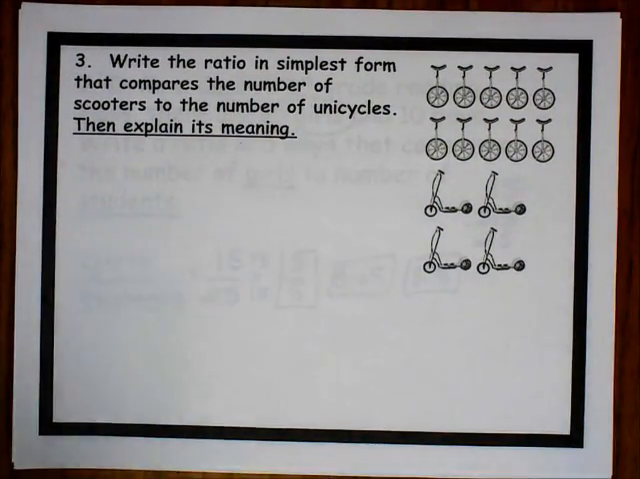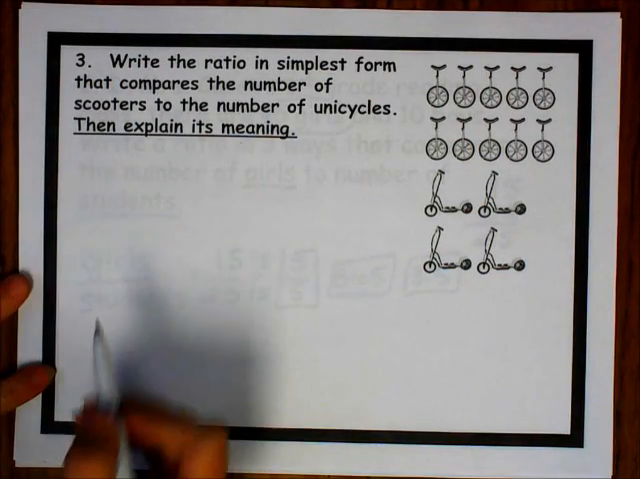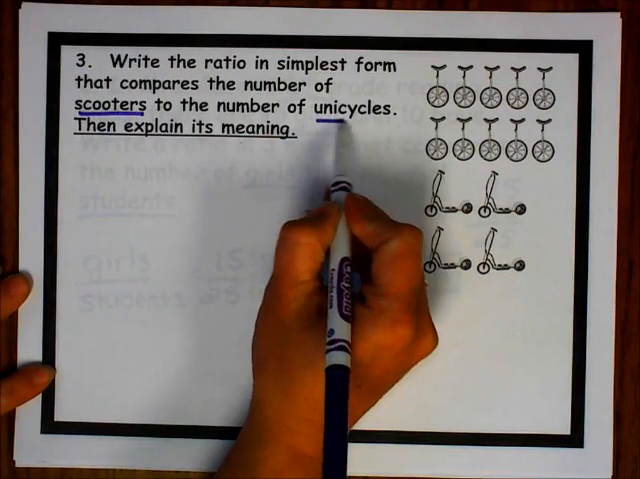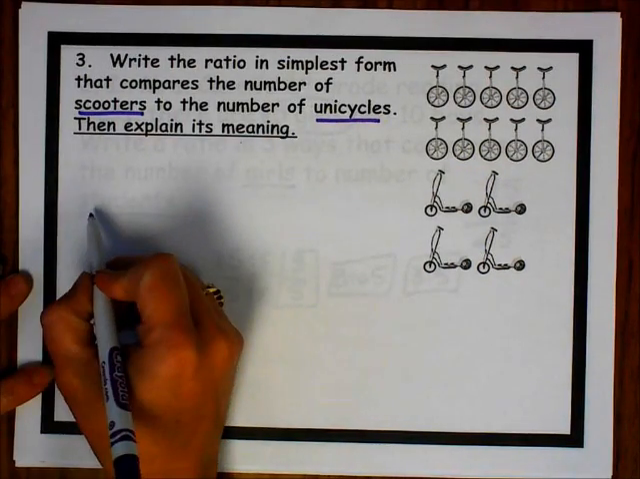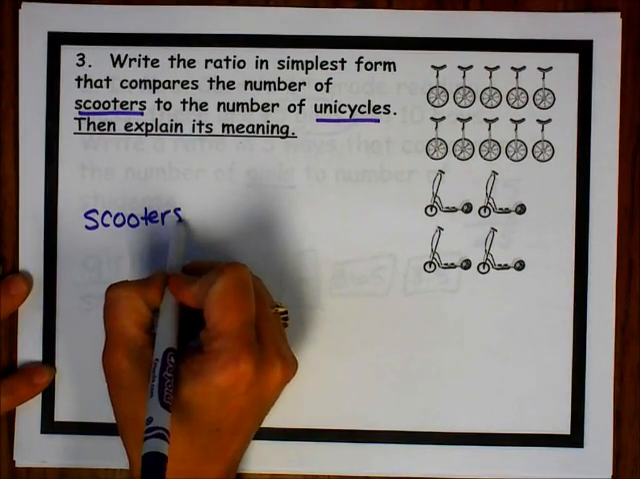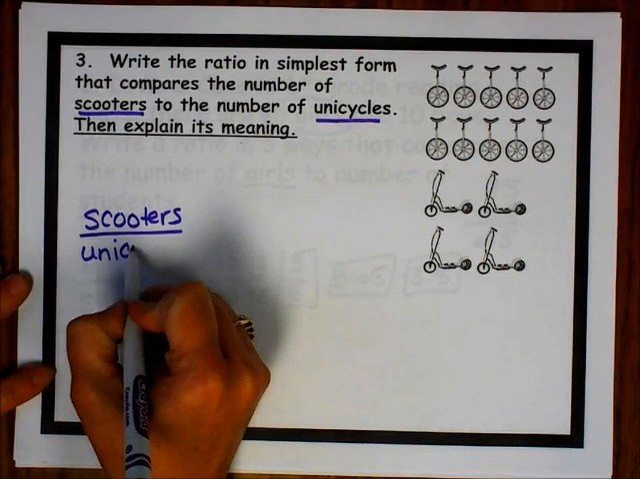Number 3 says write the ratio in simplest form that compares the number of scooters to the number of unicycles. Then explain its meaning. So first we need our labels, what we're comparing. Notice scooters comes first, unicycles comes second. So in my ratio, scooters has to come first over unicycles.